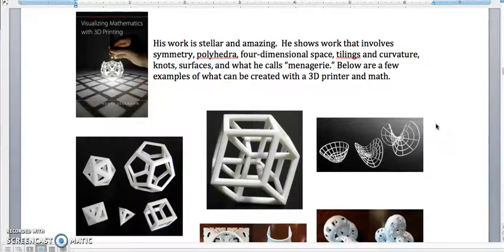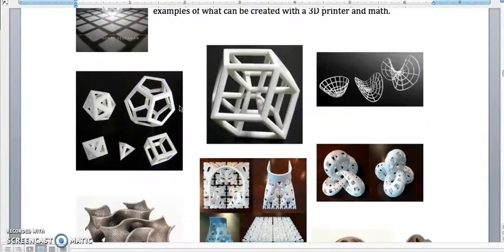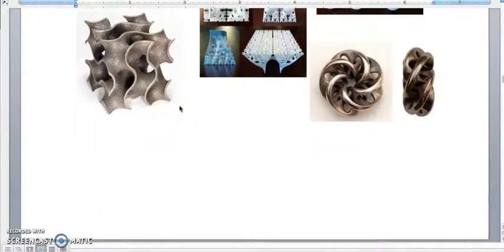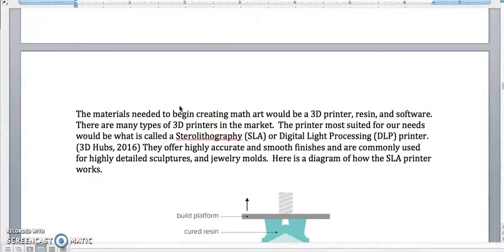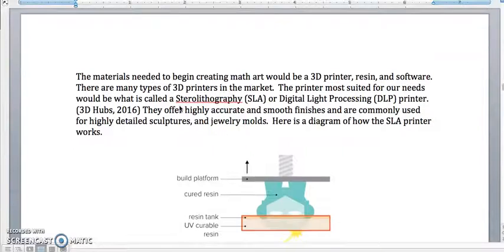So that's something that I'm keen in trying to learn about and teach about, but this book is actually not out yet. Visualizing Mathematics with 3D Printing is going to come out in September of this year, this next month. So I'm definitely going to plan on getting that to learn more about it and look at the examples that he uses and creates. So very cool stuff.